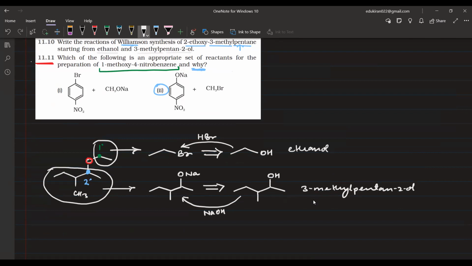So I don't understand what they mean by starting from ethanol and 3. So they are saying that you have to start from these molecules actually. From ethanol and 3-methyl pentanol.